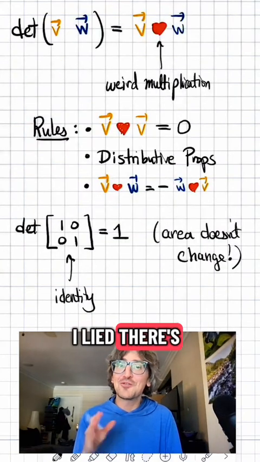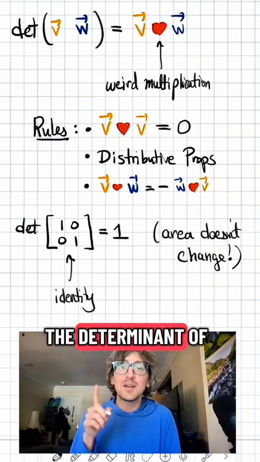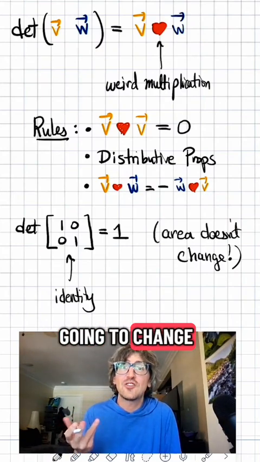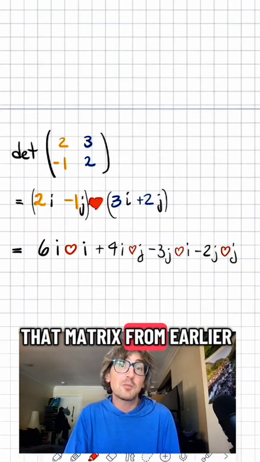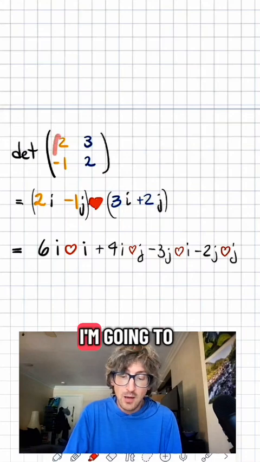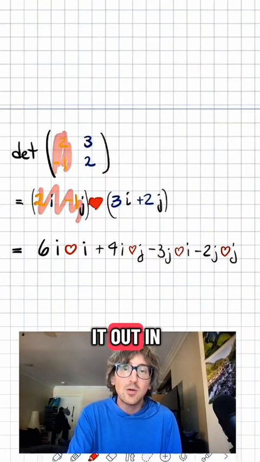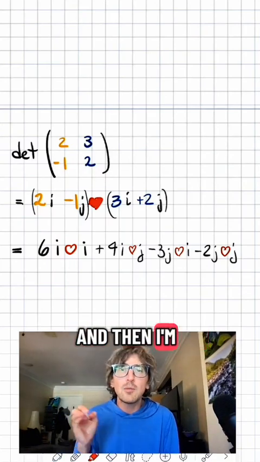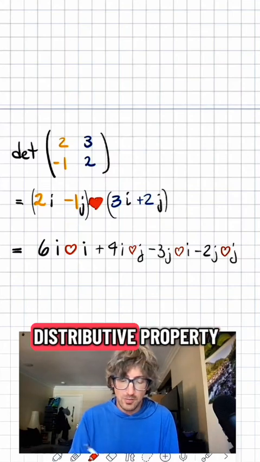Actually, I lied. There's one more thing we need. If we take the determinant of the identity matrix, we should always get 1 because area is not going to change. So let's find the determinant of that matrix from earlier. The answer should be 7. I'm going to take the first column and write it out in this way using i and j. That's just the first and second coordinate.